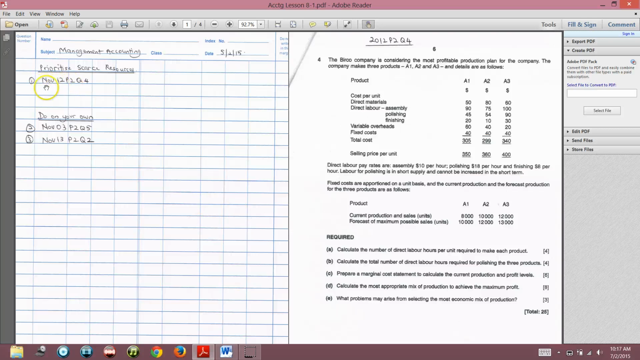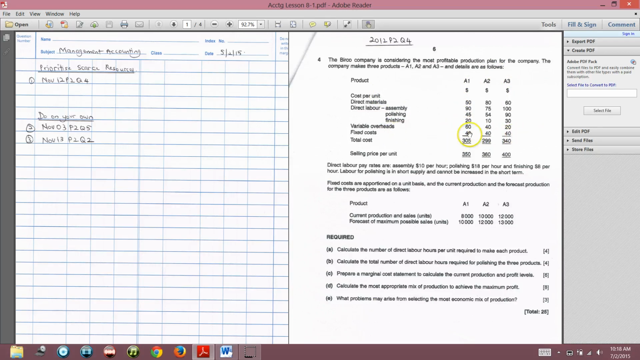I will show you this November 2012 paper 2 question 4, and then after that you should do all these 3 questions on your own. Okay, so this one, the Berco company is considering the most profitable production plan for the company. The company makes 3 products, A1, A2, and A3, and the details are as follows.